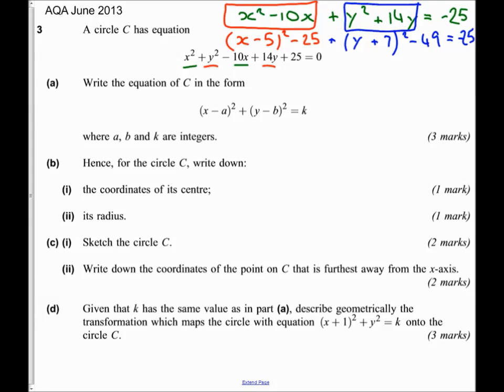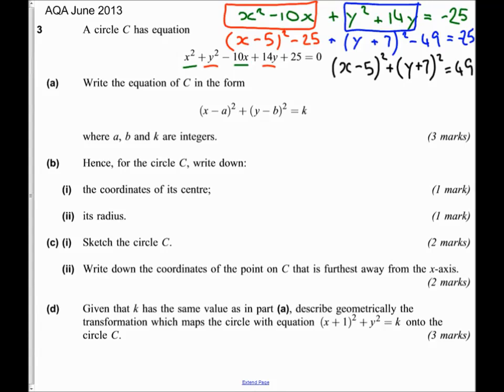Then when I take my constants over to the other side of the equation, I am left with (x − 5)² + (y + 7)² = 49. And that's the end of part A.